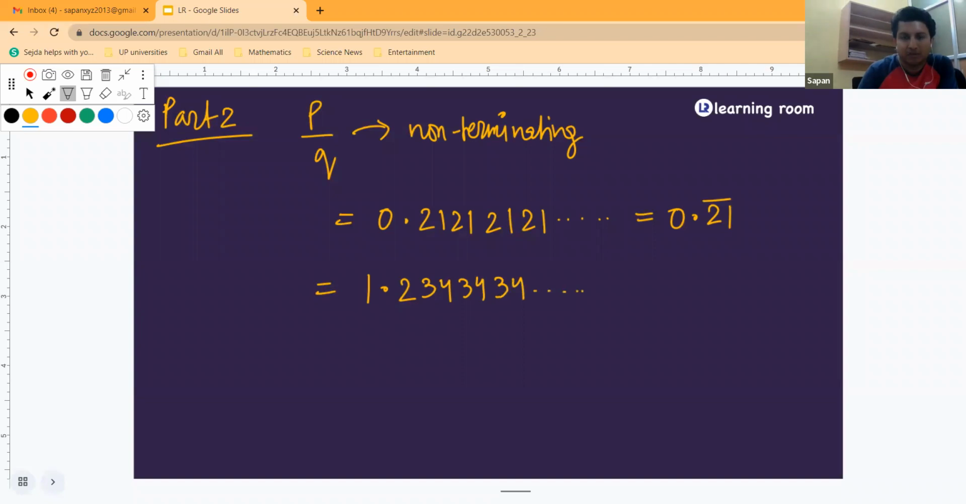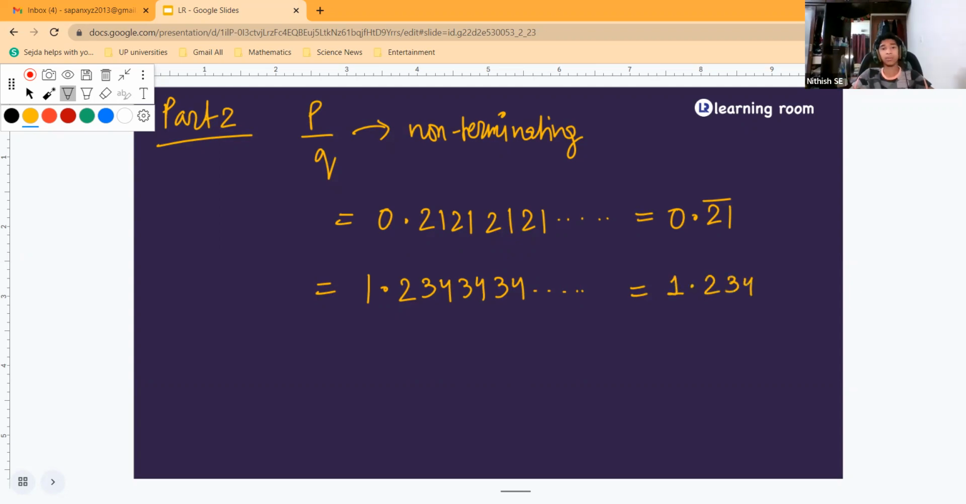1.343434 and so on. This will be written with a line above 3 and 4. Like 1.234, like 1, a line above 2, 3, 4, a dash.